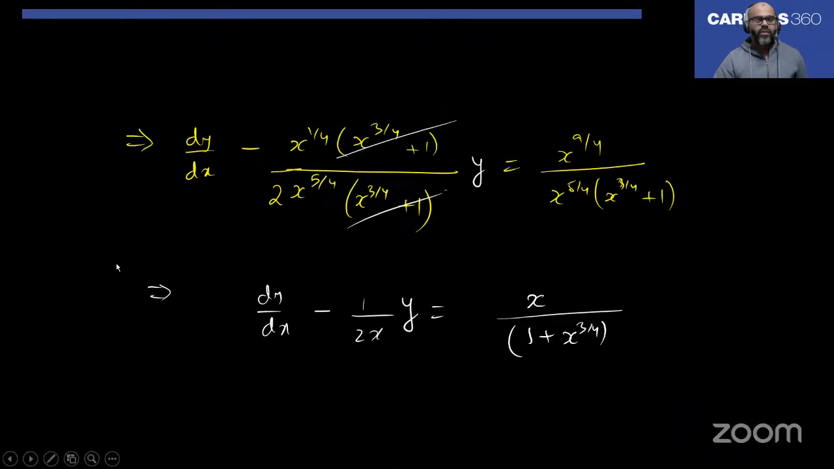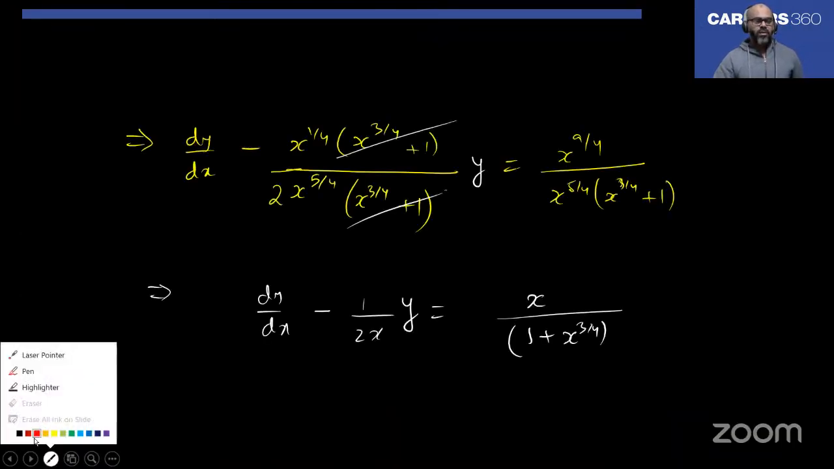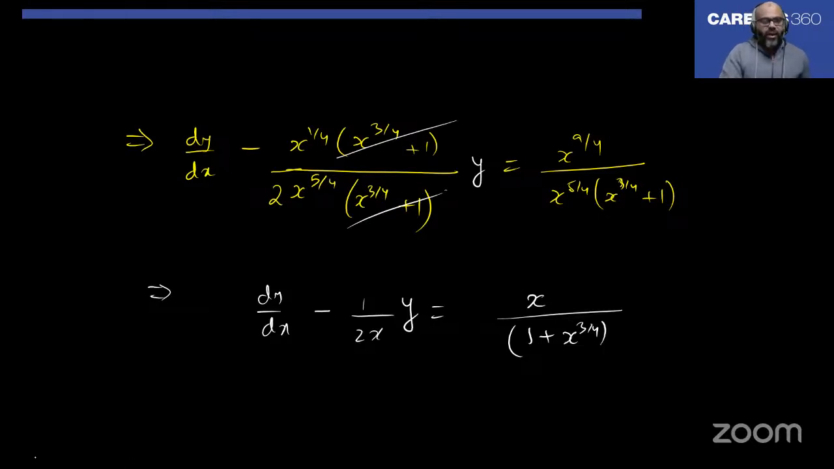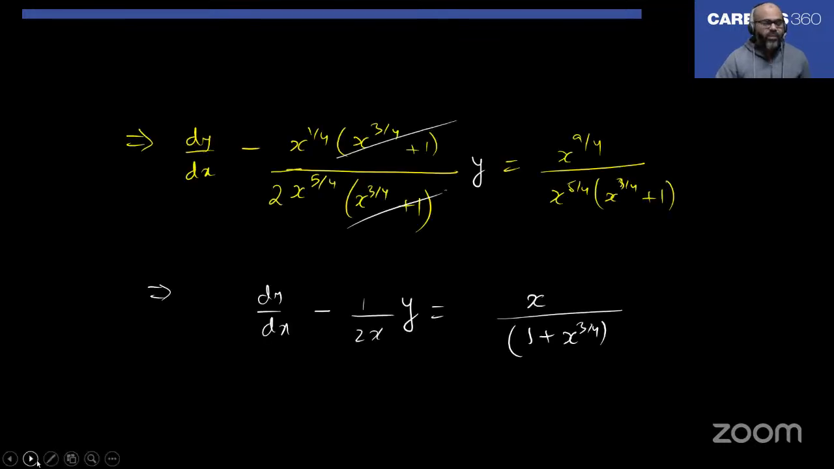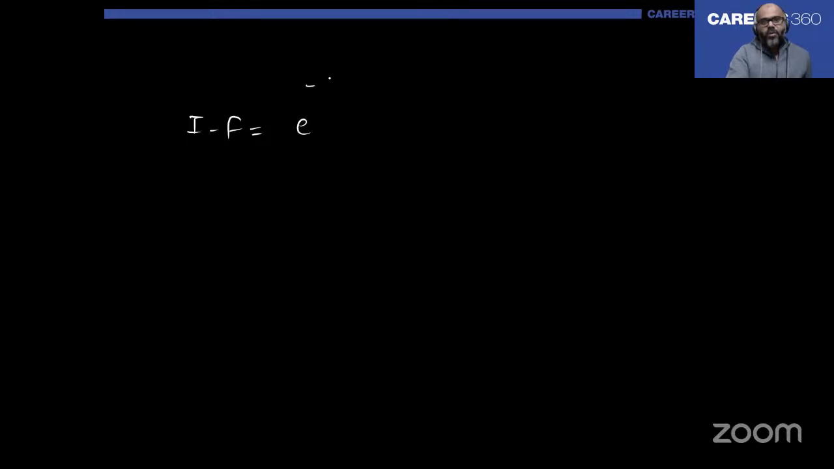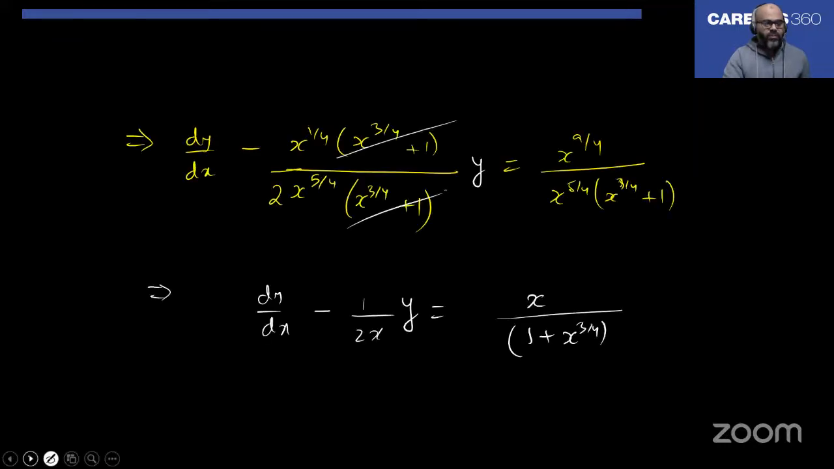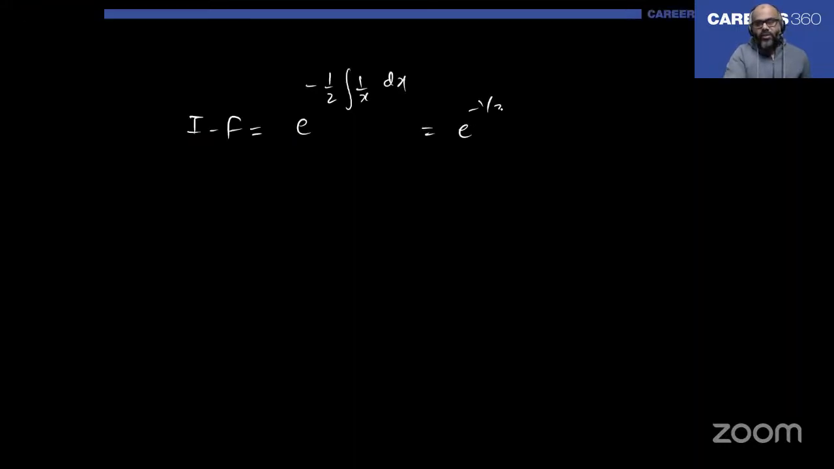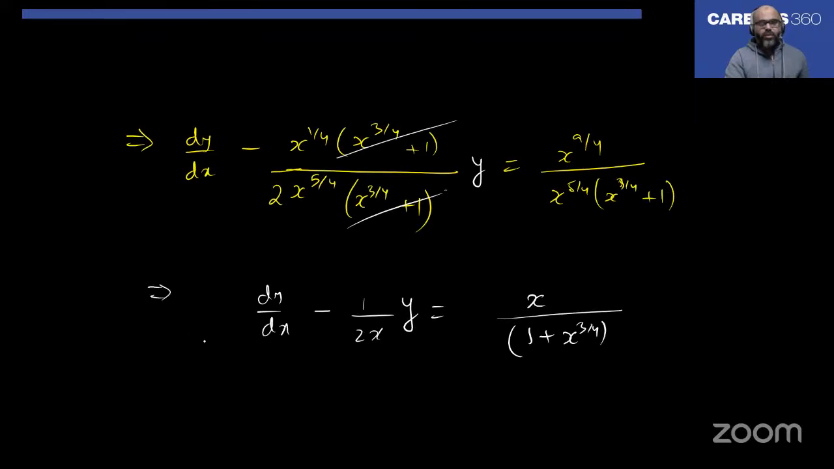Okay, so what we are doing, let us continue with that. So what is the integrating factor here? Integrating factor is equal to e to the power integral of minus 1 by 2x dx. This is like this. And we get it as e to the power minus 1 by 2 log of x, which will become e to the power log of 1 by root x, which is equal to 1 by root x. So we multiply by 1 by root x on both sides.